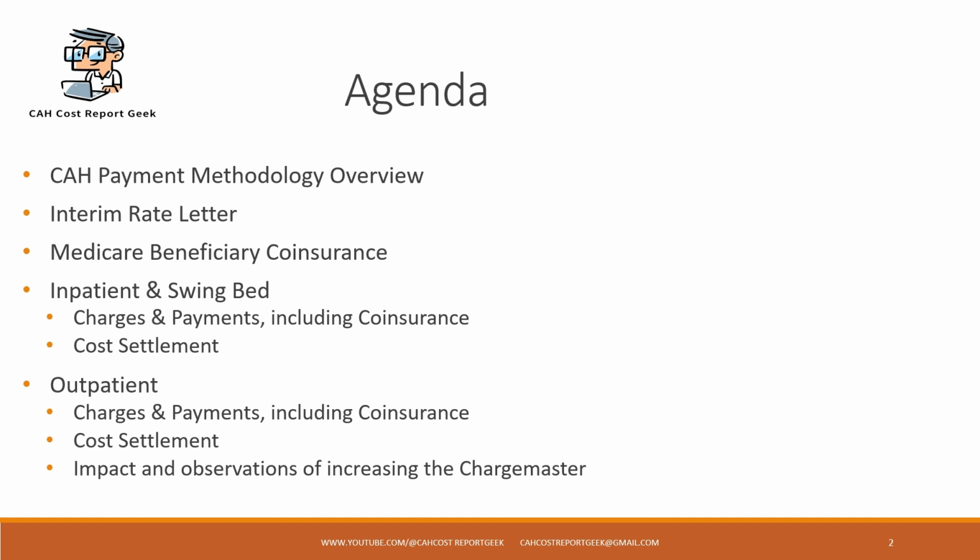Our agenda includes an overview of the CAH payment methodology, the interim rate letter, Medicare Beneficiary Coinsurance, inpatient and swing bed charges and payments, including coinsurance and the cost settlement, and outpatient charges and payments, including coinsurance and the cost settlement, as well as the impact and observations of increasing the chargemaster.